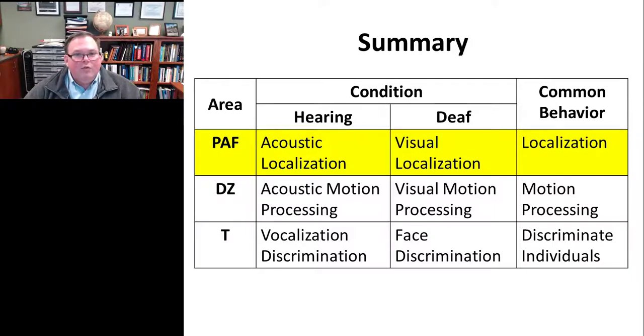For the dorsal zone, we saw that in hearing animals, it makes an important contribution to acoustic motion processing. In the deaf animals, it makes an important contribution to visual motion processing. Therefore, motion processing is the common behavior between the two different conditions. And then finally, for area T, in hearing animals, we found that area T makes an important contribution to discrimination, and in the deaf animals, it makes an important contribution to face discrimination. So here we propose that the common behavior is the ability to discriminate individuals, either visually or acoustically.